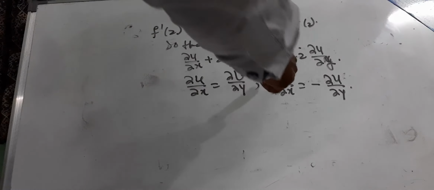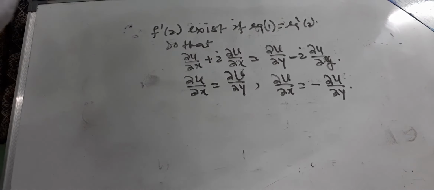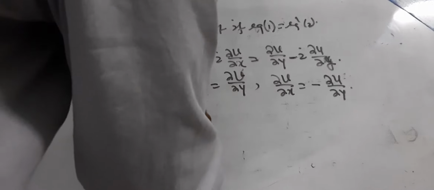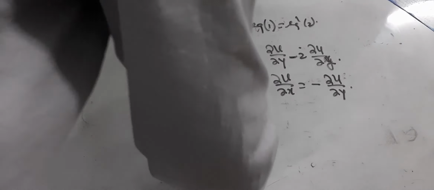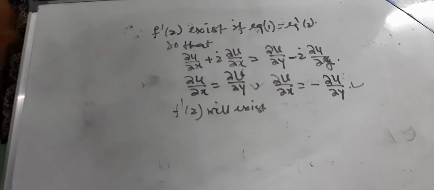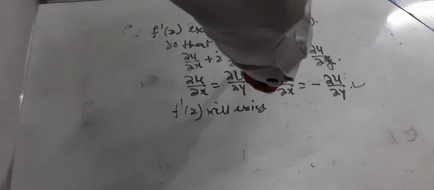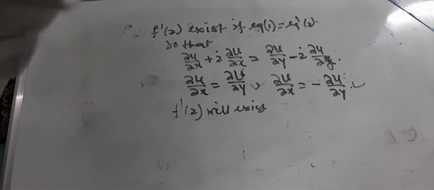So this is the necessary condition for the existence of f prime z. f prime z will exist if these two conditions, the Cauchy-Riemann equations, are satisfied. The Cauchy-Riemann equations have to be satisfied.